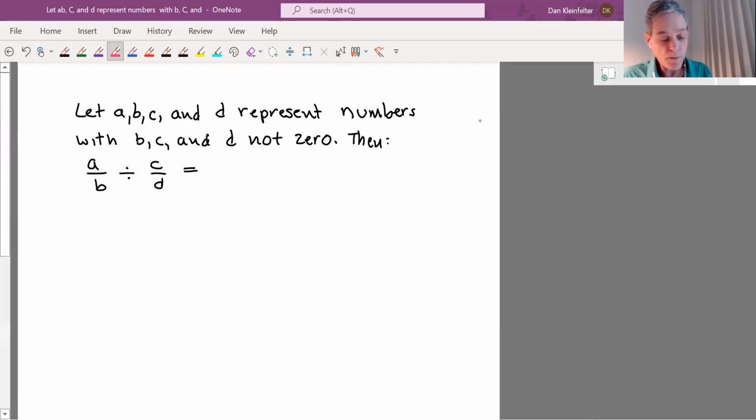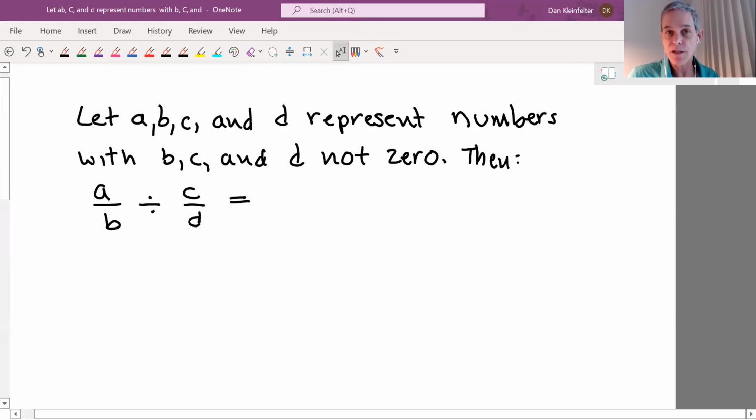All right, so one of the uses we have for variables, that is a letter to represent a number, is to show a pattern. And that's what I'm doing here when I say let A, B, C, and D represent numbers. So they're going to stand for any numbers you want, because we're trying to develop a general rule. And we do have a restriction on this one that B, C, and D are not 0. As you know, we can't divide by 0, so that's a restriction we are making. So we're going to try to make up a rule once and for all. So A over B is our first fraction, and we're dividing by another fraction, C over D. And we know that B, C, and D are not 0. So let's divide these 2 fractions according to the rules we know so far.